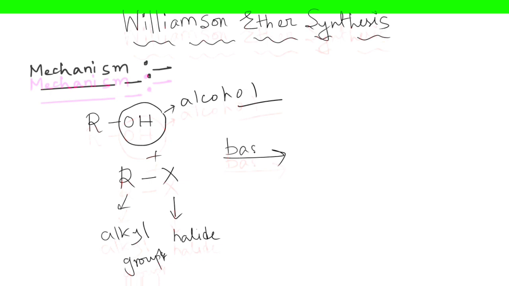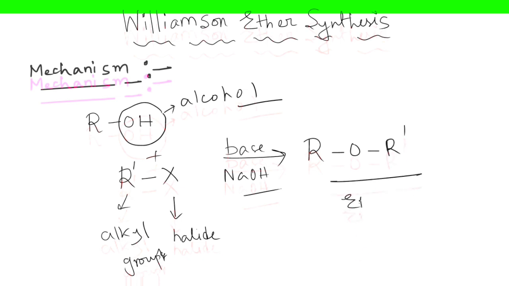And we need one base, generally we use NaOH, and we will get the product as ROR. Okay, let's take its R dash, so it will be ROR dash. Okay, clear? We already told this in the earlier video. Now we will see the detailed mechanism. Okay, so let's go.